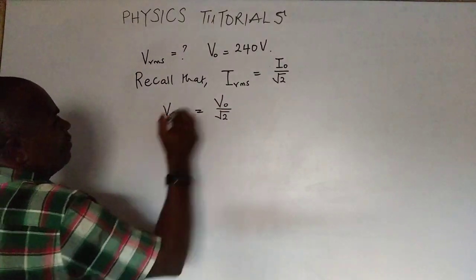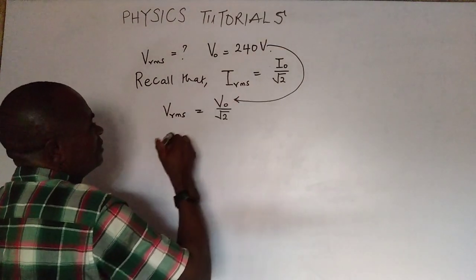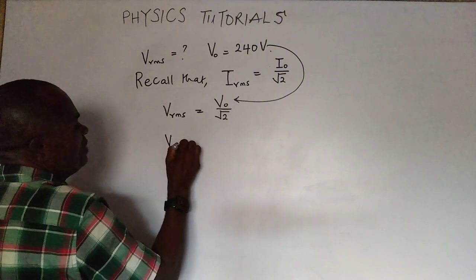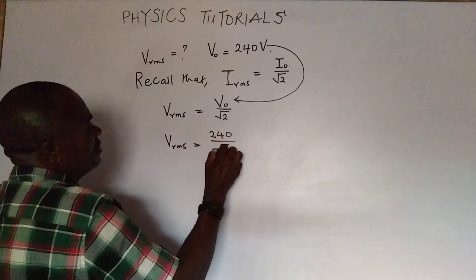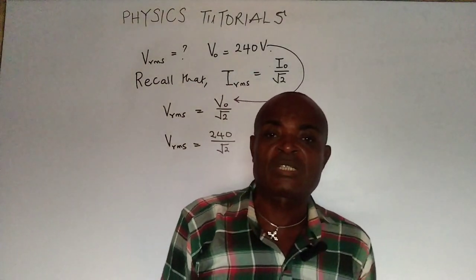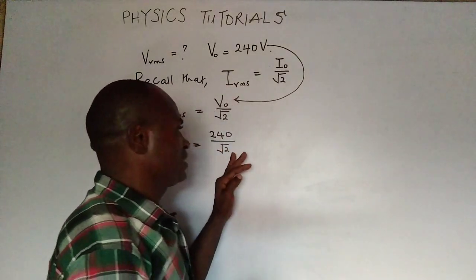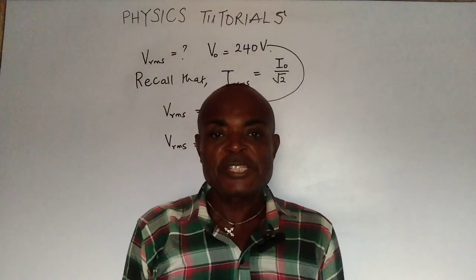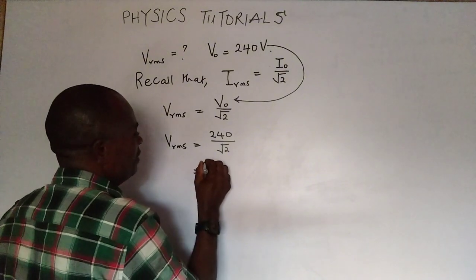Right? So our V0 has been given to us, so we substitute. You bring this value to the place of peak voltage. That means our VRMS is equal to 240 divided by the square root of 2, which should have been the result. But there is still a step further. You cannot leave it in short form like this. Using the knowledge of mathematics, we can rationalize, and then the equation now looks like.